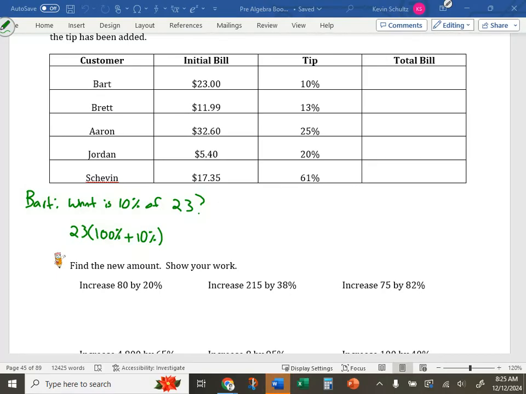So either method can be used, you don't need to use them both, but for tomorrow, just this chart right here. This is your original amount, this initial bill, okay? And this is the percent of increase here. Do you have to do the one on the bottom? Nope, just this chart. These 5 questions for tomorrow. That is it.